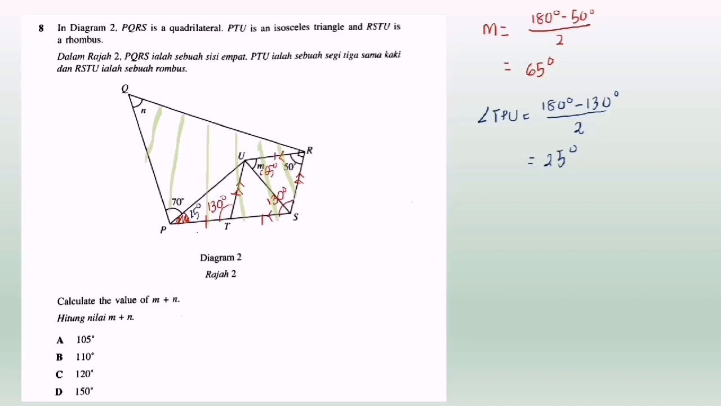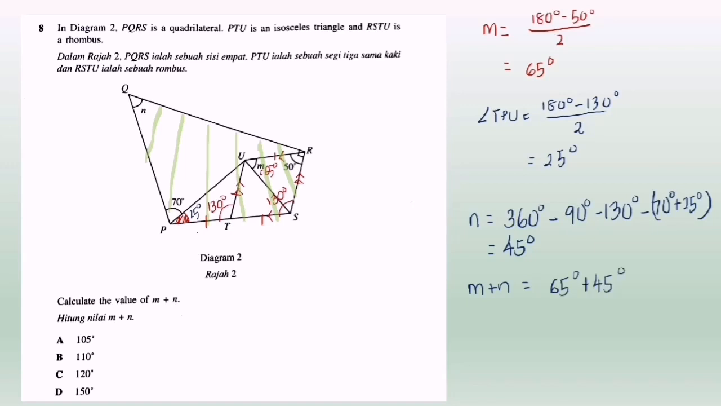So the sum of interior angles of a quadrilateral is 360 degrees. So n equals 360 degrees minus 90 degrees minus 130 degrees minus 70 plus 25 degrees. So n equals 45 degrees. The value of m plus n equals 65 plus 45 degrees equals 110. So the answer is B.